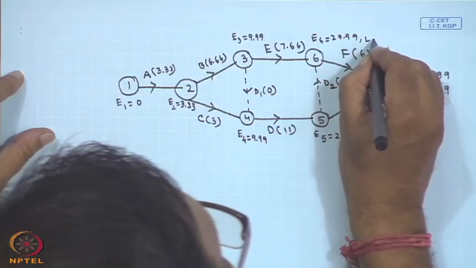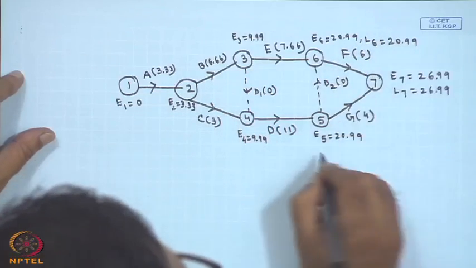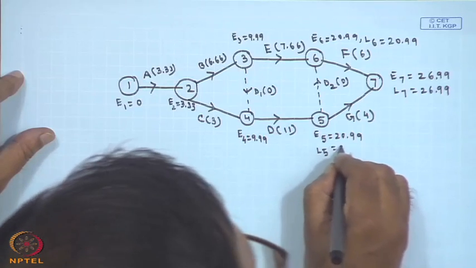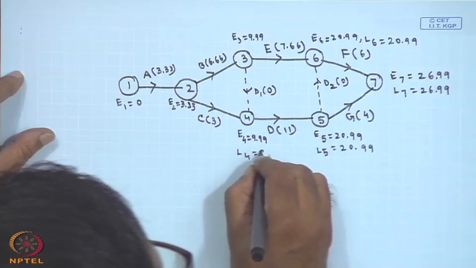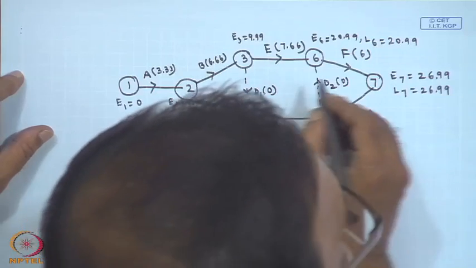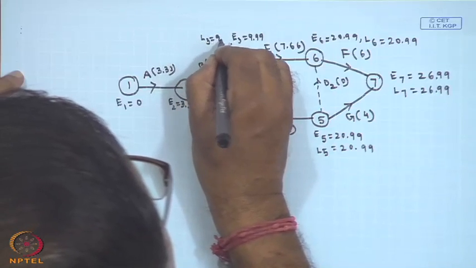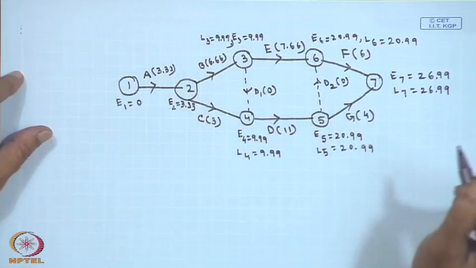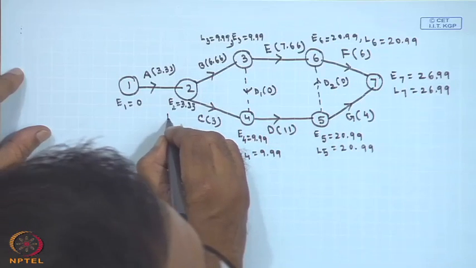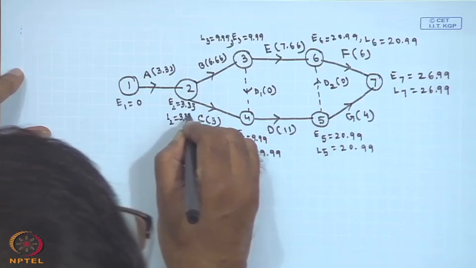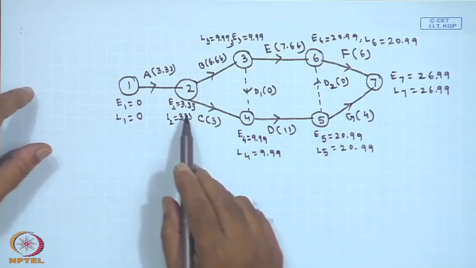Your L6 if you calculate, your L6 will become 20.99. Your L5 this will be 20.99. Your L4 will be 9.99. Your L3 this will be 9.99. L3 is also 9.99. Your L2 this will be 3.33 and your L1 is 0. So, L1 is 0, E2 are same.